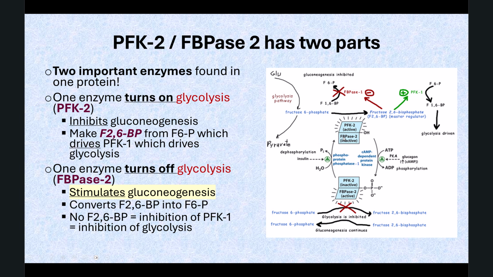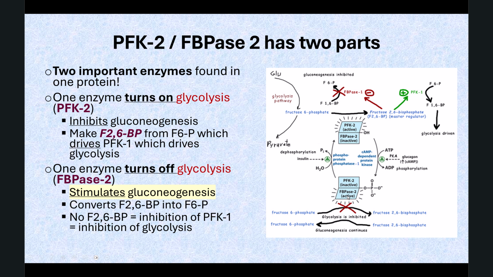We could have put the arrows here, the little lines to make this active. We could look at it either way. But yes, it blocks it right there. And therefore, that's all I need to say about that. So it stimulates gluconeogenesis, converts F26BP back to where it came from, fructose 6-phosphate. So that's what it does.